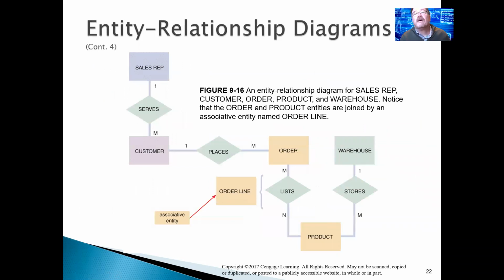And so here is a fairly complete model of a bunch of relationships. One sales rep serves many customers. One customer will place many orders. Many orders list many products. Many products are listed in many orders. And one warehouse stores many products. Many products are stored in one warehouse.